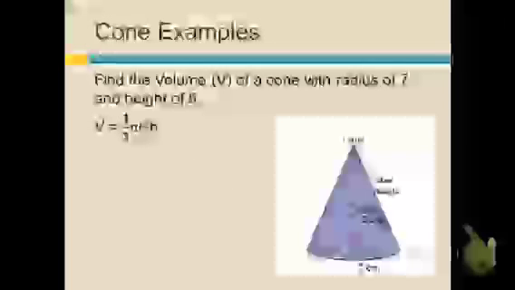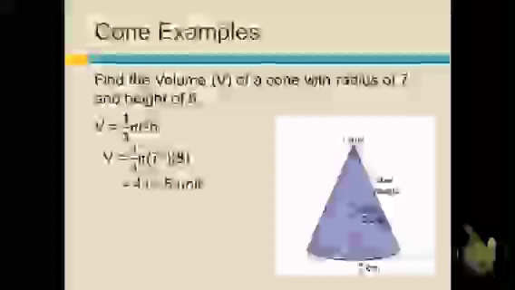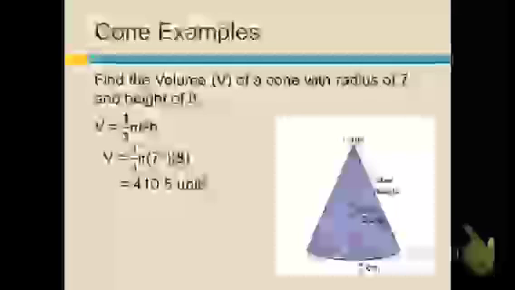To find the volume of a cone with a radius of 7 and a height of 8, I use the formula the volume equals 1/3 times pi r squared h. And you might recall that this is very similar to the formula for the volume of a cylinder. The difference is that a cone has approximately 1/3 the volume of a cylinder. So we use the same formula, but we have to multiply by 1/3. So I would, in this case, plug in my radius of 7 and height of 8. I would then simplify and find that I have a volume of 410.5 units cubed.